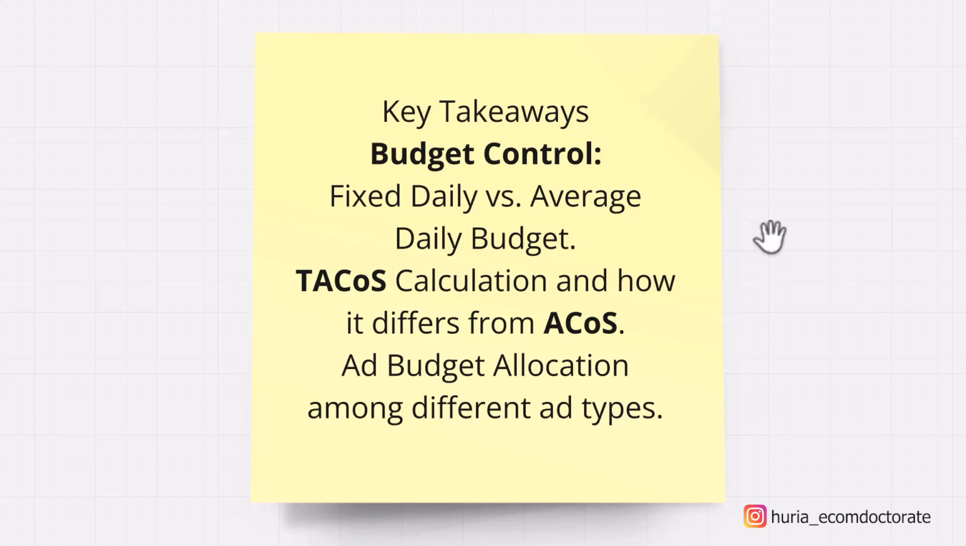So just to recap, we can control our daily budget and cost per click to test ads without any surprise costs. I've explained what ACoS versus TACoS is. ACoS measures the spend relative to ad revenue, while TACoS shows ad spend's impact on the total revenue, and how we calculate TACoS, how we should do our ad budget allocation, and how we can have granular control on budget, choosing between fixed daily or average daily budget.